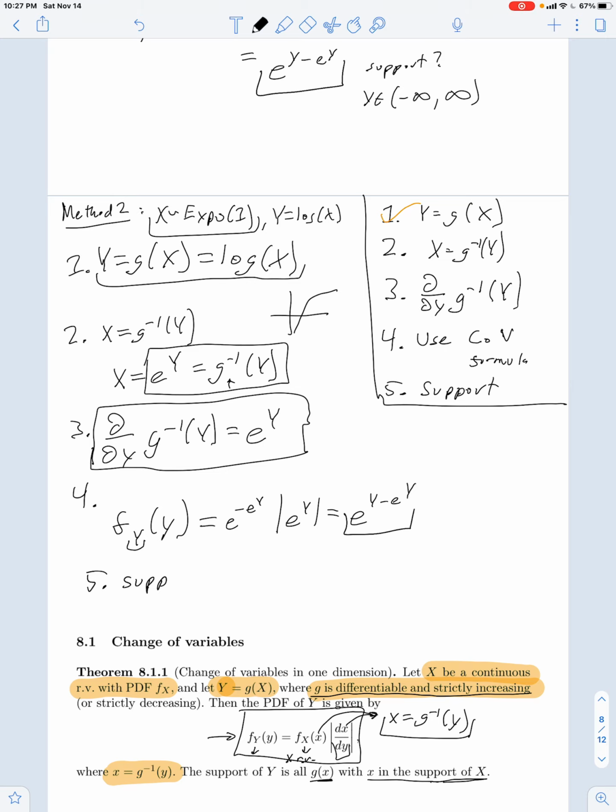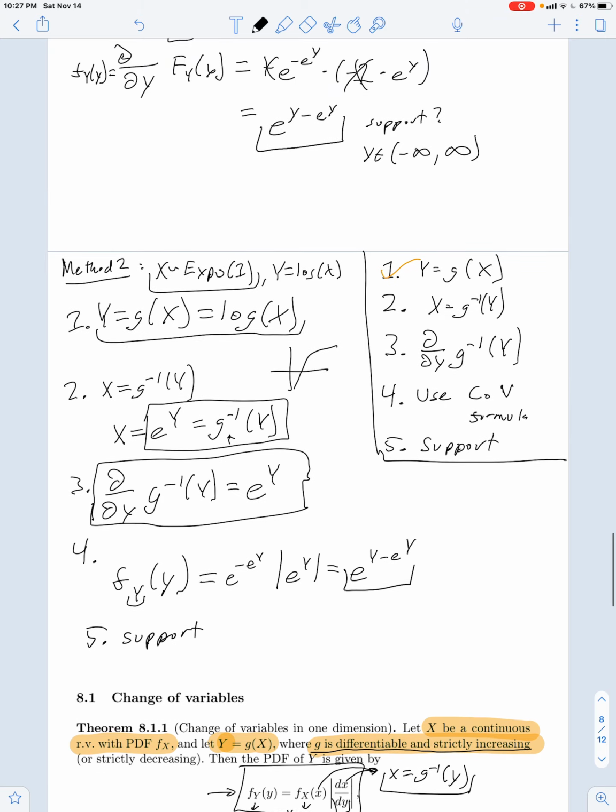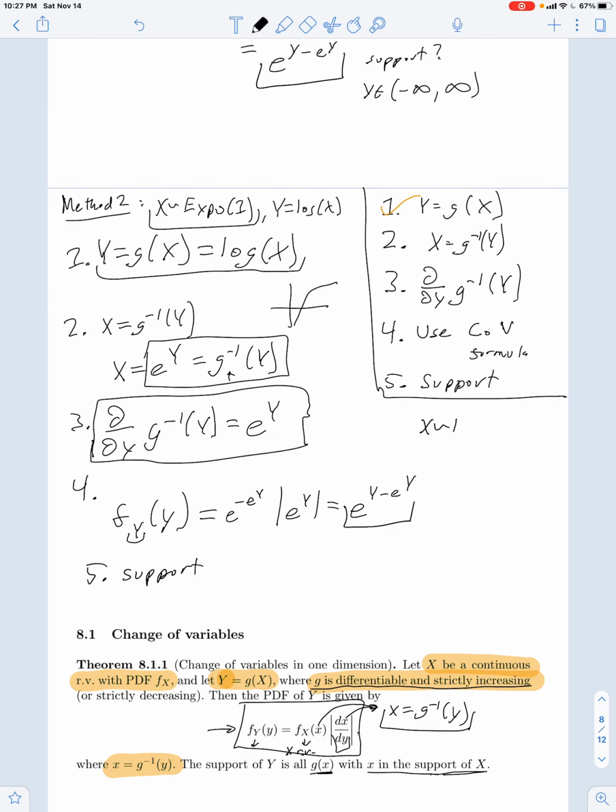So now I just need to do the last step, which is support. And again, that's pretty much the same thing. X is still Expo 1, and that still has support like this. And so I take the log of the left side and the log of the right side, and I get that the support of y is minus infinity to infinity.